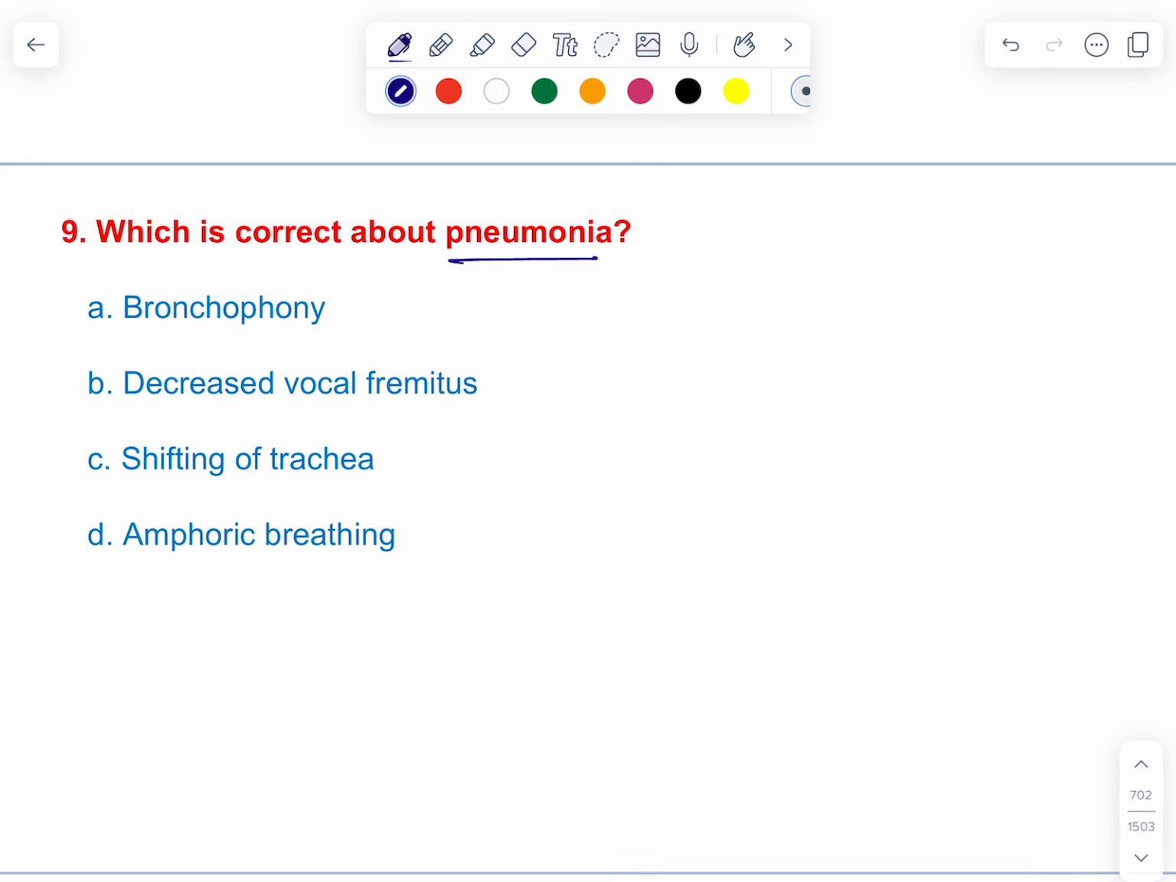Which is correct about pneumonia? Bronchophony, decreased vocal fremitus, shifting of the trachea, amphoric breathing. The points you need to know regarding pneumonia: bronchophony, yes, it will be there. Vocal fremitus is increased in patients with pneumonia, not decreased. The trachea is not shifted to either side. Amphoric breathing will be absent. You will have bronchial breath sounds, but it is the tubular type of bronchial breath sounds.